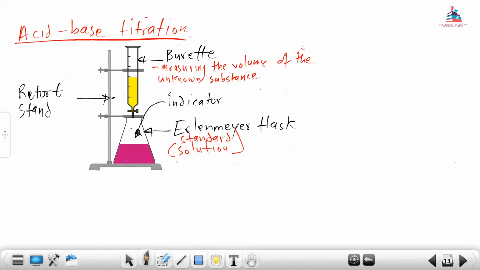So what is the purpose of the indicator? Or what is an indicator? Fine. Let's write it down. What is an acid-base indicator as number B?